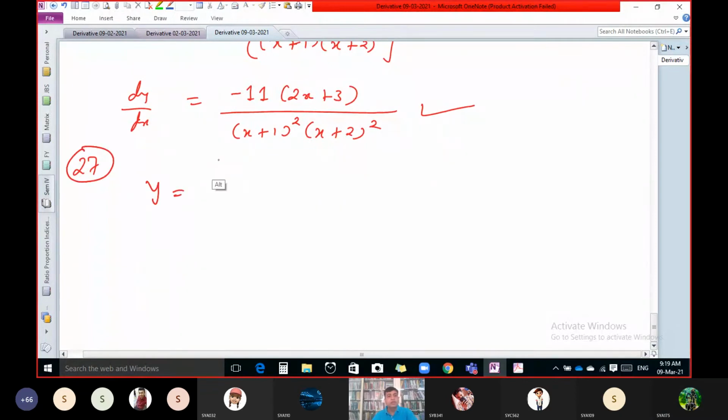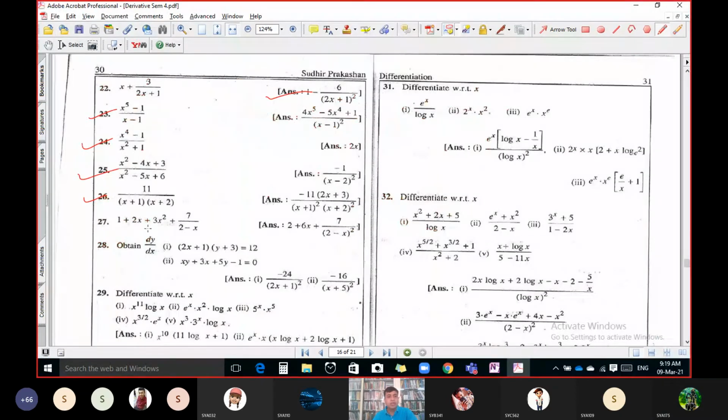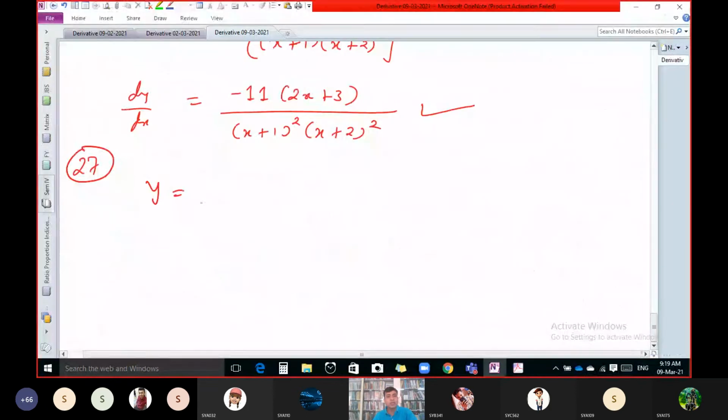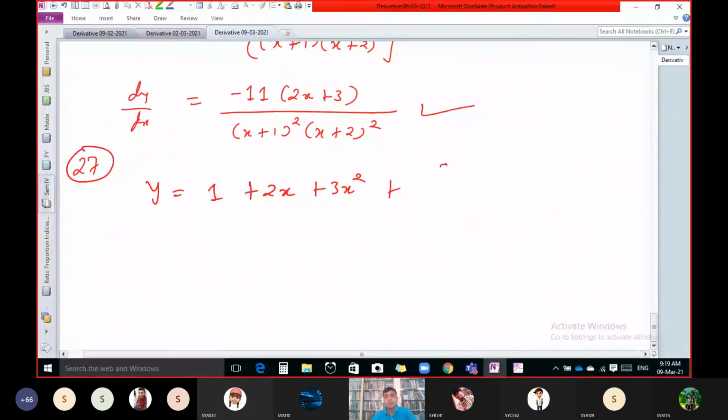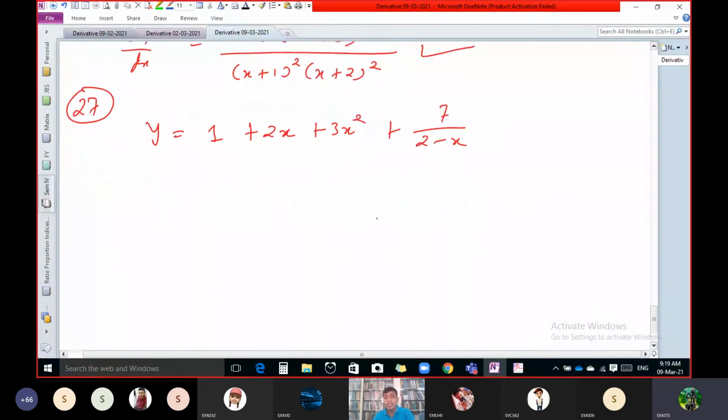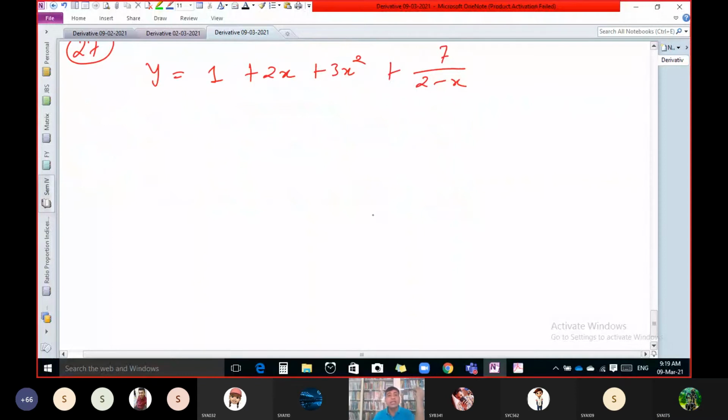Y equal to (1 plus 2x plus 3x square) plus 7 upon 2 minus x. You have two choices. Either you can take 2 minus x LCM and simplify, or take the direct derivative. Now tell me, which one is the better option for this?